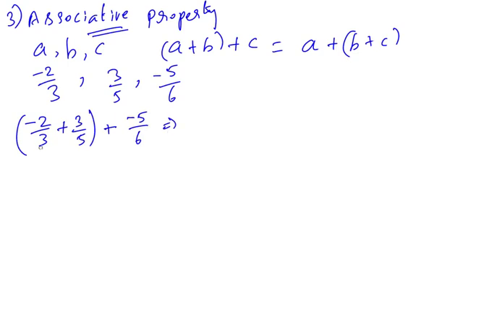What will happen in this bracket? The denominators are 3 and 5. The LCM is 15. So, with this we need to multiply by 5 and here we need to multiply by 3. So, minus 2 into 5 plus 3 into 3 will become minus 10 plus 9 by 15. The greater number's sign is minus; 10 minus 9 is 1 by 15. Minus 1 by 15.